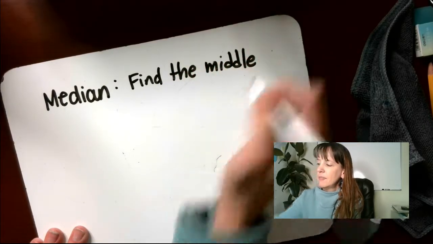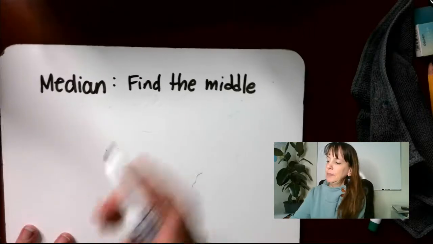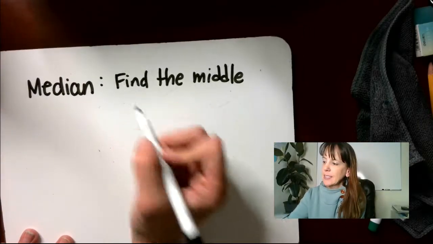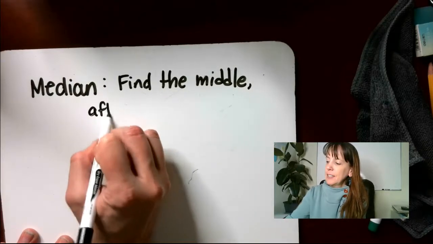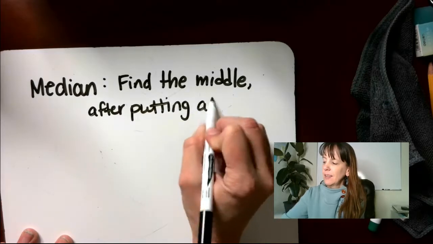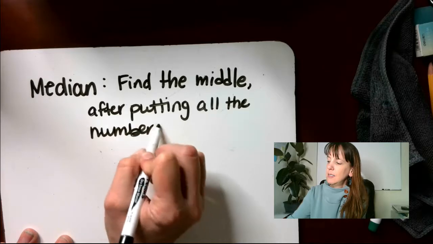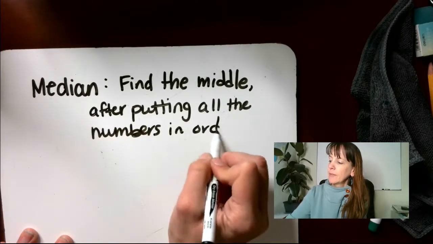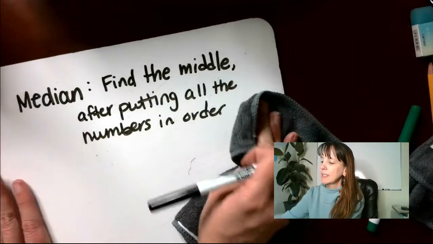So your median average, this one is find the middle. Find the middle, okay? So what we should say is find the middle, comma, after putting all the numbers in order. After putting all the numbers in order. All right, so we're gonna go into some examples about these.